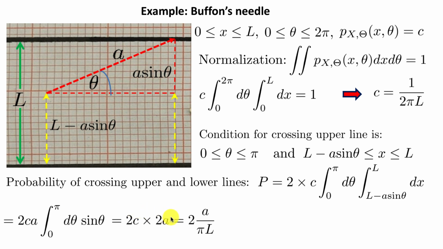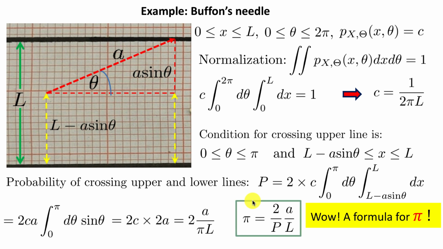And so we get this answer, 2a over pi L. And that's equal to the probability of crossing either the upper or the lower line. We've got, in fact, a formula for pi. Isn't that quite amazing that pi should be equal to 2 over p into a over l? And I remind you that a has to be less than l. That is to say, the length of the matchstick has to be less than the distance between the two lines.